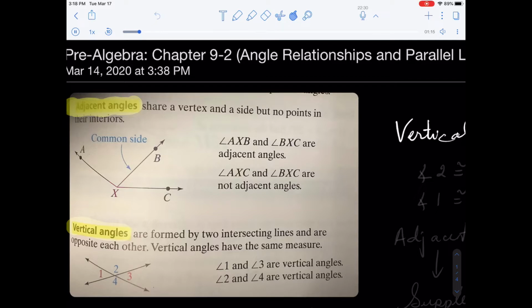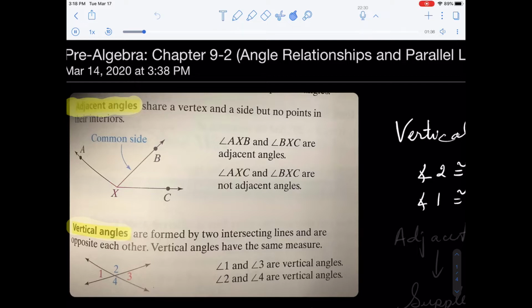I can say angle 2 and angle 4 are congruent angles. Also angle 1 and angle 3 are congruent, okay? They are opposite to each other.